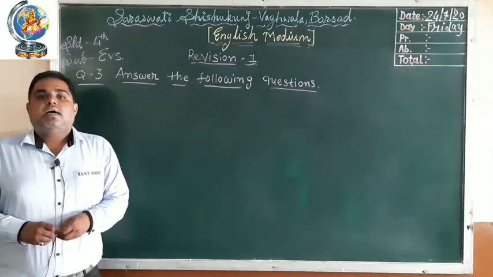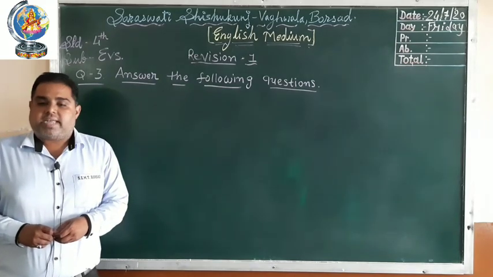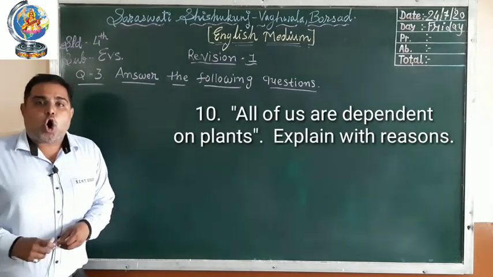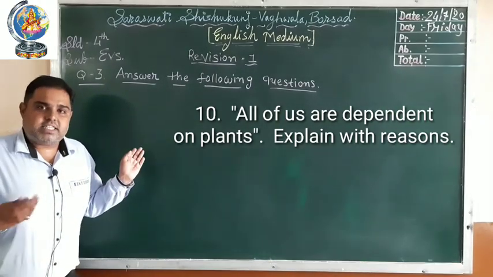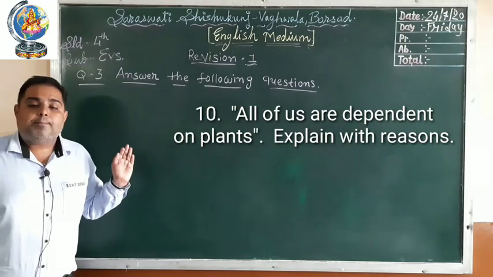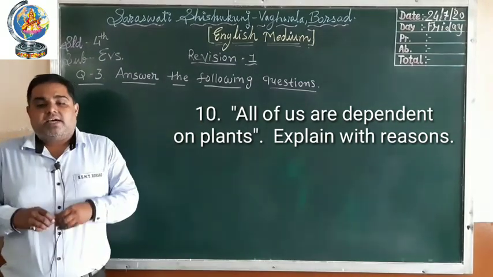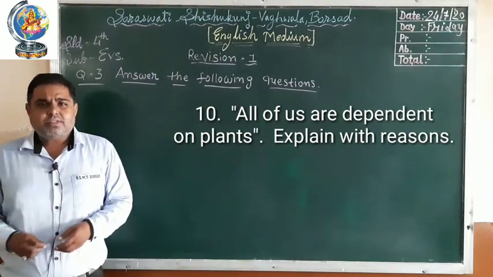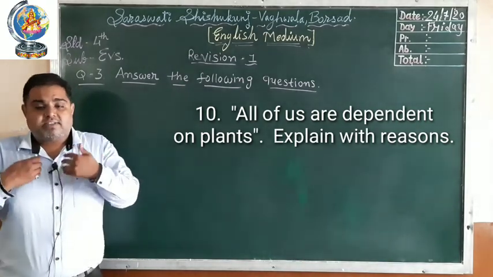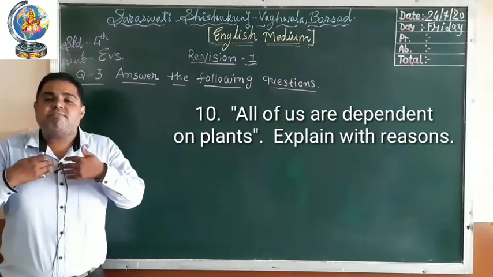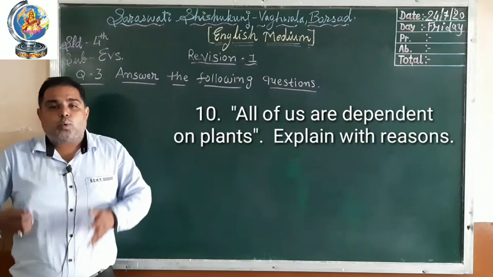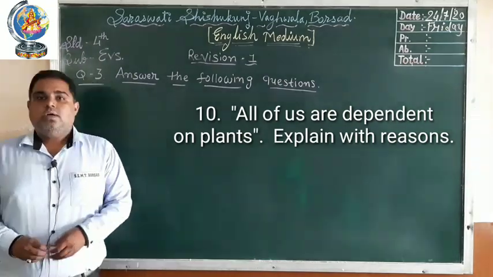Now students, another question, that is question number 10. All of us are dependent on plants. Understand the question, that all of us are dependent on plants. Explain with reason. So here students, you have to explain why all of us, meaning human beings, are dependent on plants. With reason you have to explain.